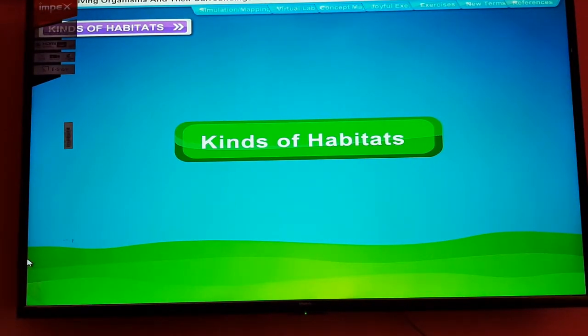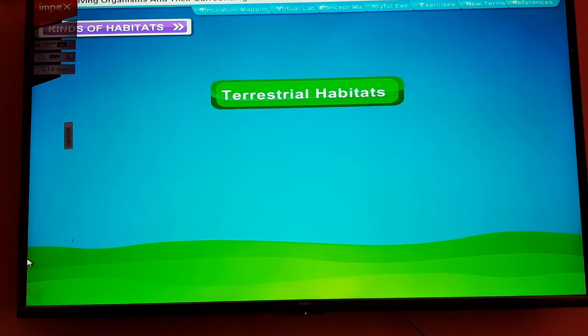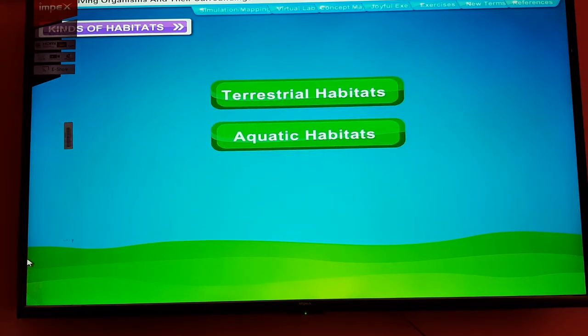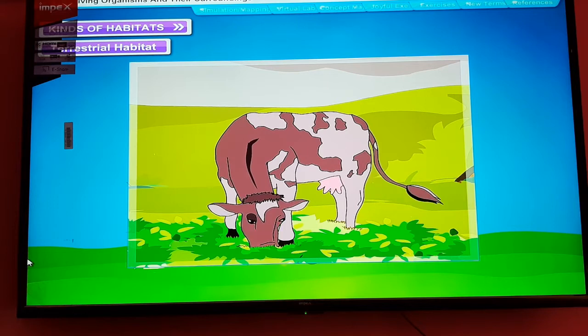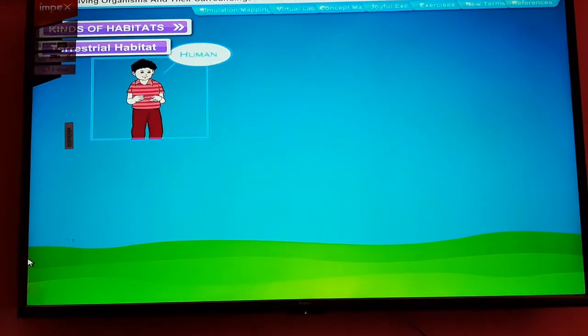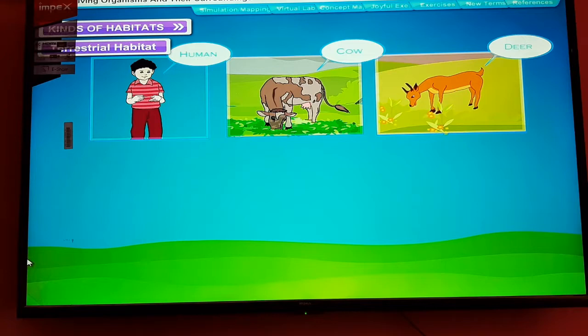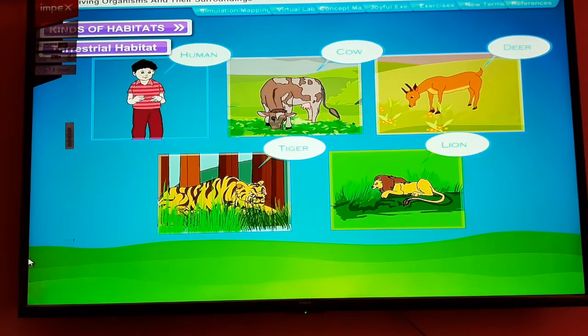Kinds of habitats. The major types of habitats are terrestrial habitat and aquatic habitat. Terrestrial habitat: terra in Latin means ground. The organisms that live on land are called terrestrial organisms, and their habitats are called terrestrial habitats. For example, humans, cows, deer, tigers and lions are terrestrial organisms.